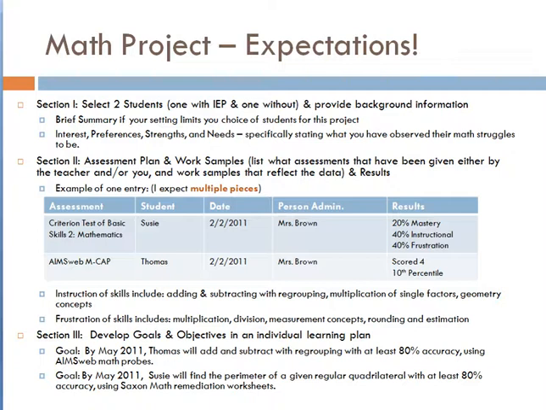An example could be, well, at the instructional level, the student was really struggling with adding and subtracting with regrouping, multiplication of single factors, geometry concepts. At the frustrational level, the student was really struggling with multiplication, division, measurement concepts, rounding, and estimation. That gives me a good idea, especially if you pick estimation for your 5 lessons. I know where that's coming from and why you picked that to work on for this student.